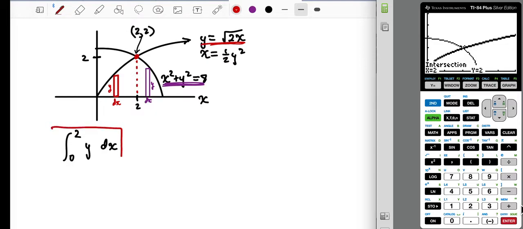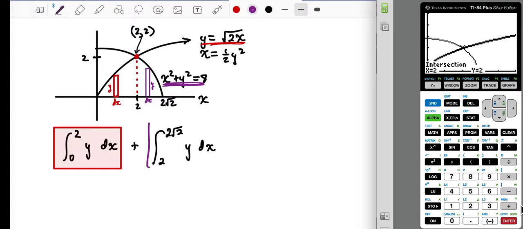but for the red stuff. Then I can add to that the integral on the interval of 2 to radical 8, 2 radical 2. We're going to have another y dx, but this time related to the purple stuff. There's some soda, there's some purple stuff. I love the Sunny D.